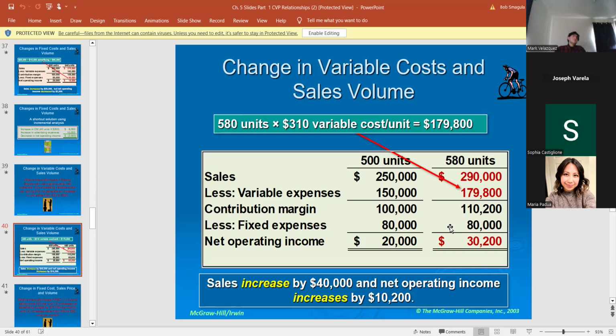Would you do this? Yes. Net income was 20,000 and now it's up to 30. We got like a 50%, more than a 50% bump. Sales increased by 40 and net operating income went from whatever was before to 10.2. By 10.2, it was 20, went to $30,200. Here's an example of it paying off.